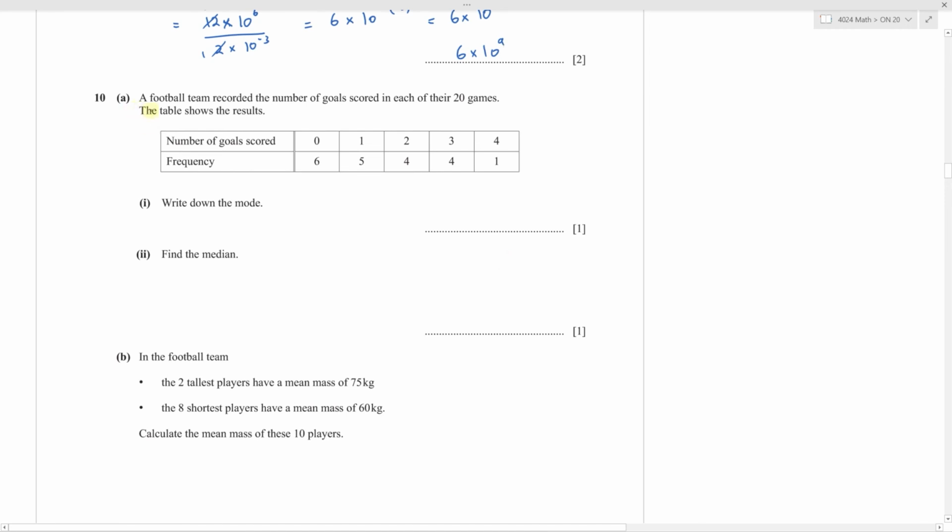Question number 10, part A. A football team recorded the number of goals scored in each of their 20 games. The table shows the results. There were 6 games in which 0 goals were scored, 5 games in which 1 goal was scored, and so on. Write down the mode. The mode is the value with the highest frequency, and the highest frequency is 6, and the value is 0. So your mode is 0.